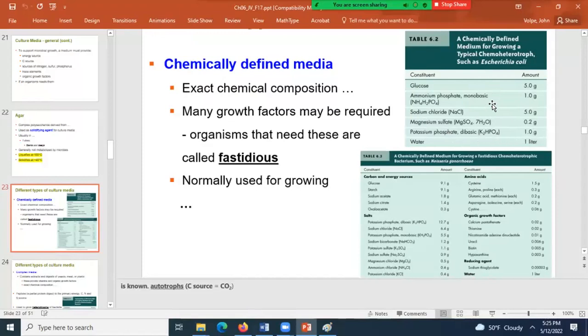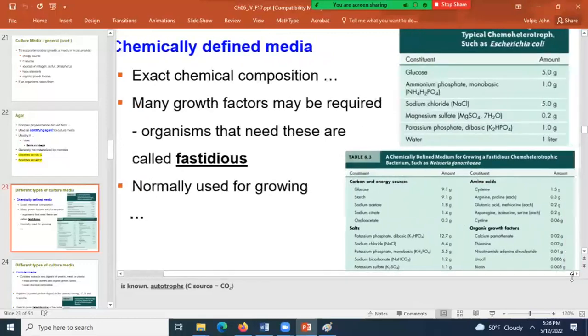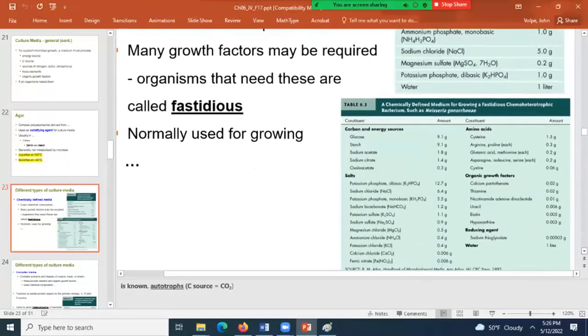All of the ingredients in this media are known, and that's the chemically defined media. This is often used with autotrophs because they're not very picky, and you can grow an autotroph in a media like this. I used to make a glucose media, glucose salt media, which would be similar to this. Now, a fastidious organism could not grow in a media like this because it needs a lot of requirements added. And this would be a media that is chemically defined, but for a fastidious organism.